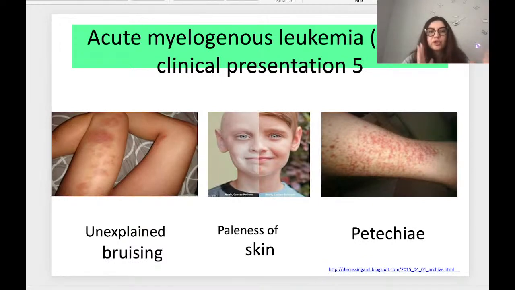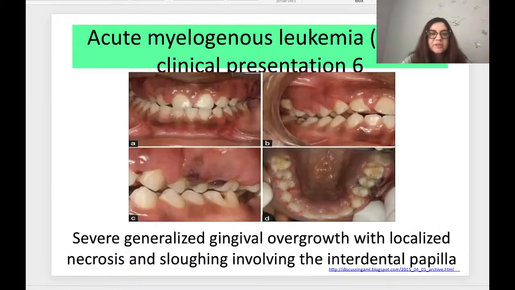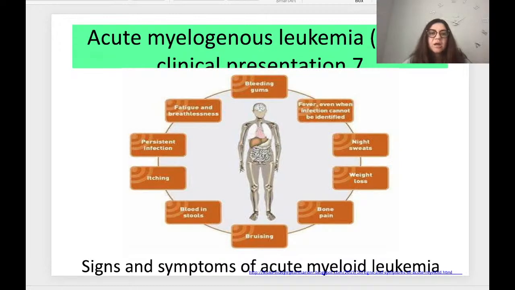Here you see pictures with different examples of the clinical presentation of acute myelogenous leukemia. You see unexplained bruising, paleness of skin, and possible petechiae. Here you see severe generalized gingival overgrowth with localized necrosis and sloughing involving the interdental papilla. Acute myeloid leukemia, you see schematically the main presentations we pay attention to, one more time, during physical examination: bleeding gums, fever even when infection can't be identified, night sweats, weight loss, bone pain, bruising, blood in stools, itching, persistent infection, fatigue, and breathlessness.